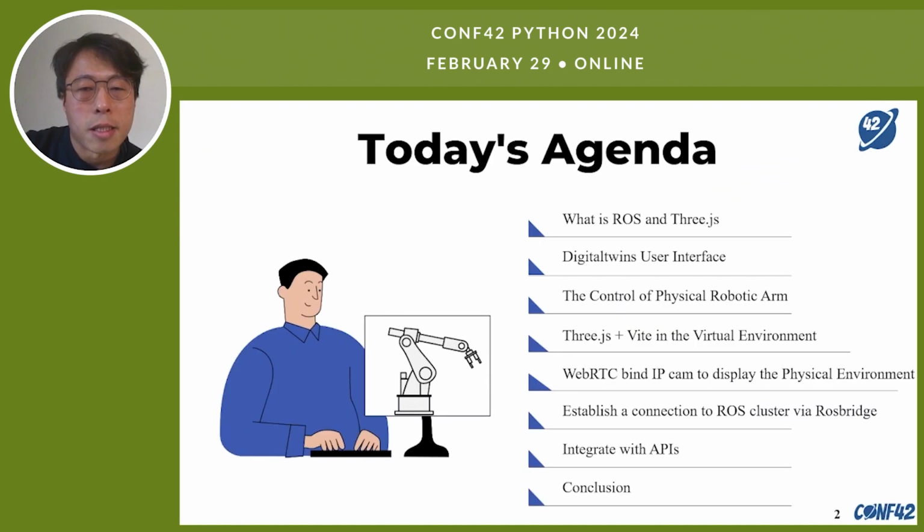Here we list all the agenda items we will talk about later. First of all, I will explain what ROS and three.js are, and then we will introduce the digital twins concept. We also provide a user interface to manipulate the digital twins systems, and a control panel for the physical robotic arm. We also use the three.js library and the Vite framework for integration in the virtual environment.